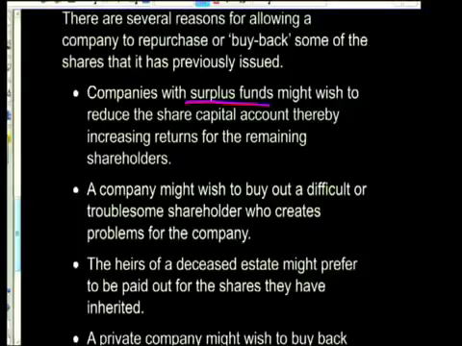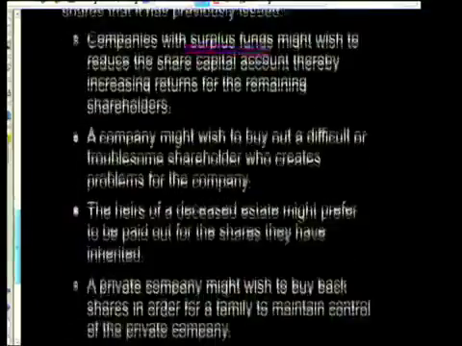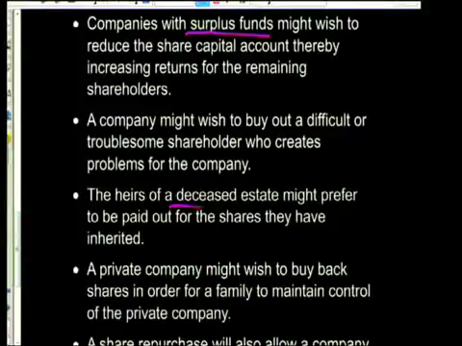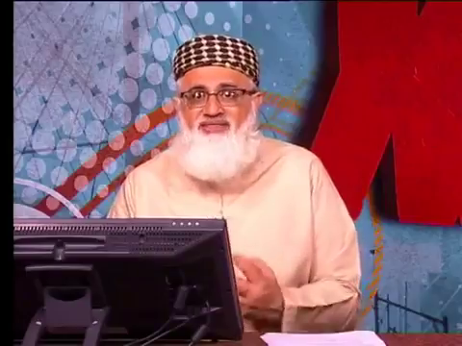Yes, you might find somebody who's creating waves, as we say, and to get rid of that person, you could repurchase those shares. The heirs of a deceased estate might prefer to be paid out for the shares that they have inherited. Very often, you find that because of complications within the estate, some people would want their money immediately. Therefore, it becomes necessary for the company to buy back those shares.